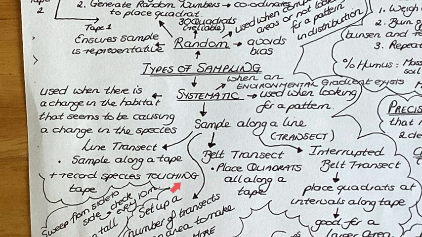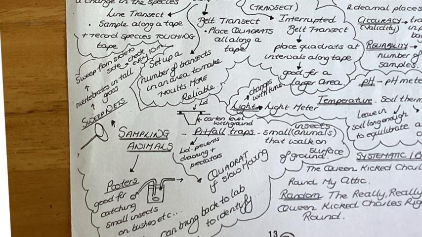And remember, at the end of your answers, always say you set up a number of transects, like repeat with 6 more transects, because that will make your results an awful lot more reliable. Now, you do need to know your sampling apparatus. So first of all, when you're sampling animals, you could use a sweep net, but that is used when you're trying to catch invertebrates, insects, things like that in tall grass.